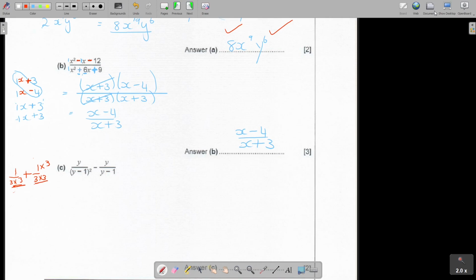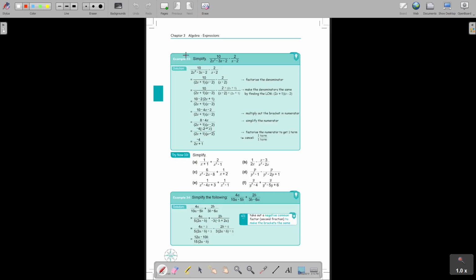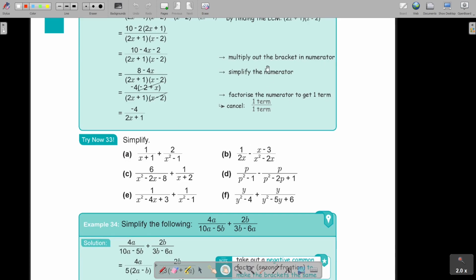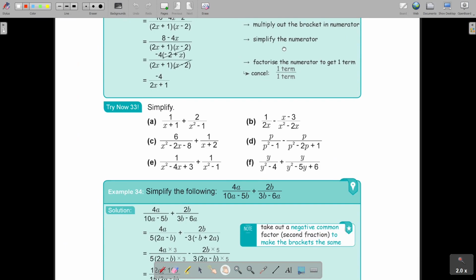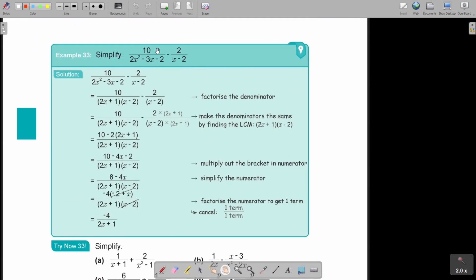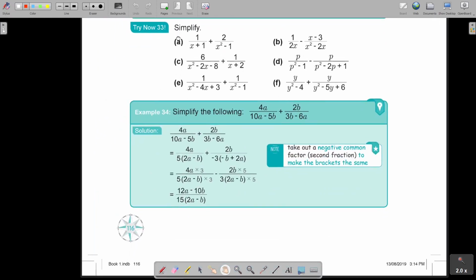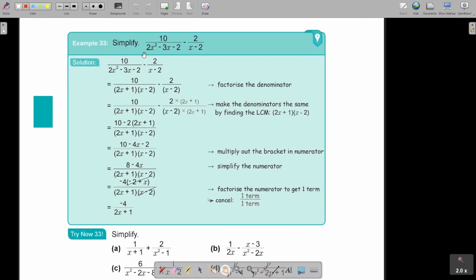But again, let me take you to the textbook, and then I'll come back to that question. It's number 5C, page 116, example 33. Now, this is actually a more difficult one. This is chapter 3, and this was more difficult because there you had to factorize first. That was group B. So after you factorize, you make the denominators the same.